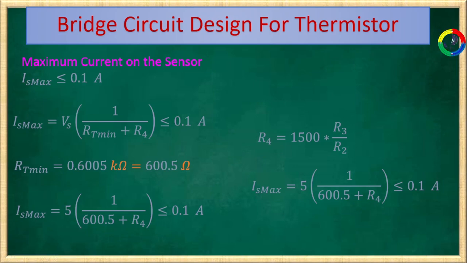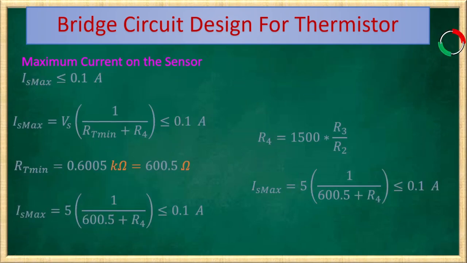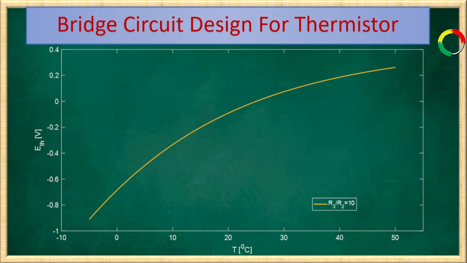But the ratio R3 over R2 determines the nonlinearity of our bridge circuit. From the expression of ETH, we have seen that ETH is a nonlinear expression, and this ratio R3 over R2 determines the behavior of the nonlinearity. So choosing a suitable ratio R3 over R2 is crucial. For example, by setting this ratio equal to 10, we get this type of graph.